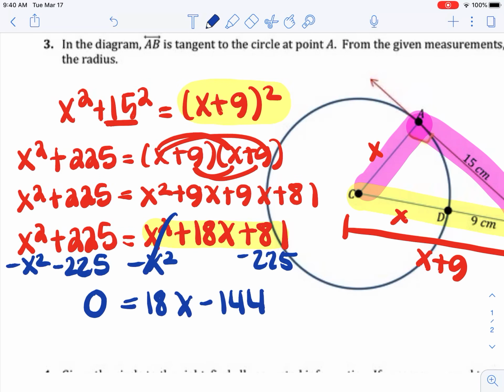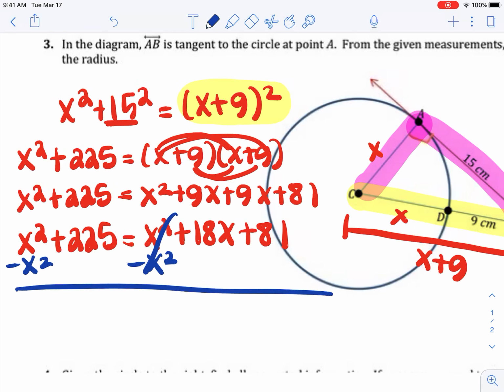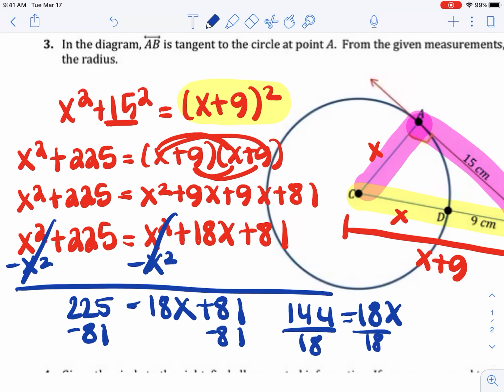So now I need to solve this. I could have also realized that the x squareds were going to cancel, and then I could have not worried about bringing this negative 225 over. So if you wanted to, you can do the problem that I'm doing right now, add 144 and divide by 18, or you could have noticed that the x squareds were going to cancel out, like so, and have 225 equals 18x plus 81, and then solve that. Subtract 81 from both sides. You're still going to get that 144 equals 18x, and then divide both sides by 18.